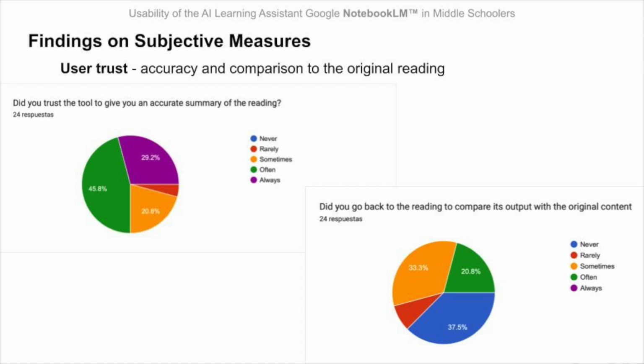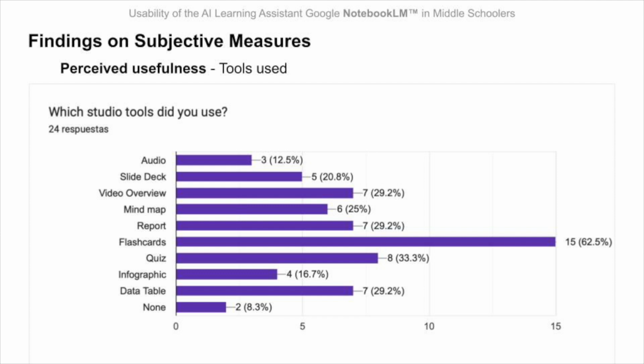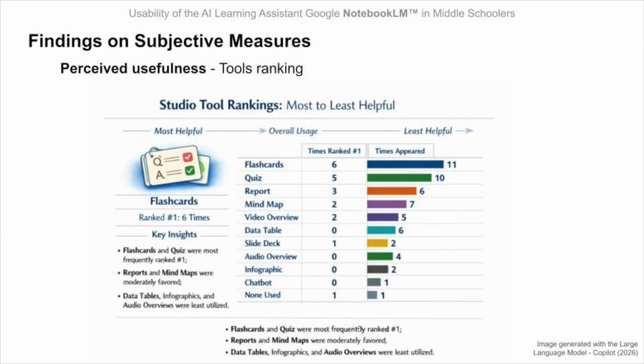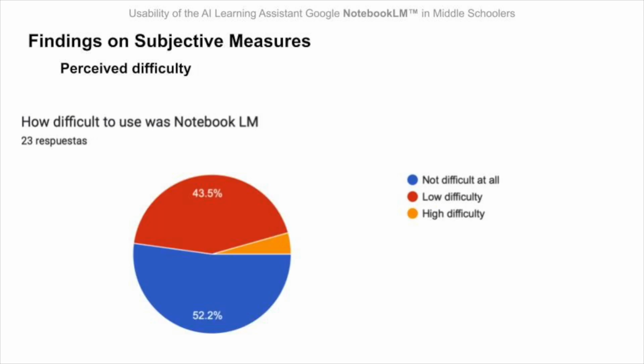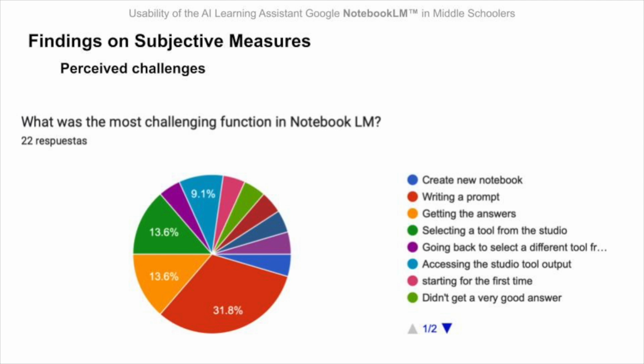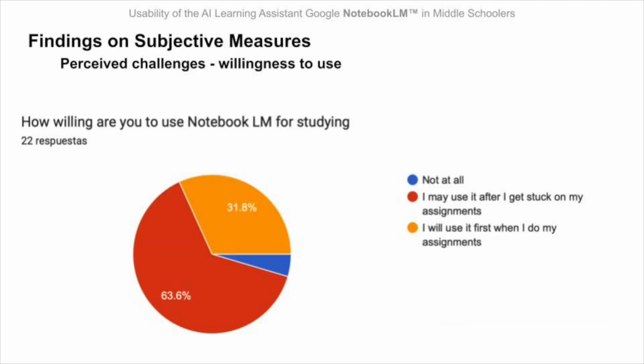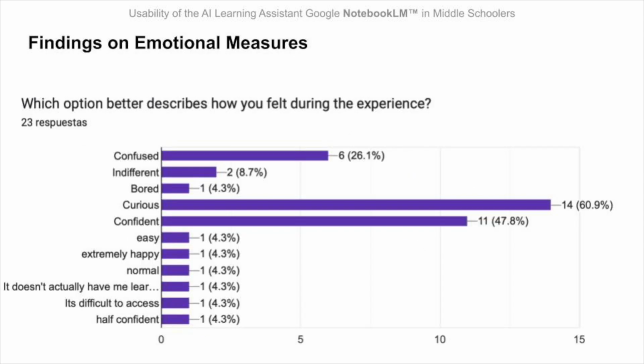Most students trusted the tool's output but did not verify it. Flashcards were the most used tool among respondents and rated as the most helpful. Overwhelmingly, students found the tool useful and easy to use. The biggest challenge was prompt creation. Students were overwhelmingly willing to use the tool again. Students rated their emotions while using the tool as first curious, second confident, and third confused.